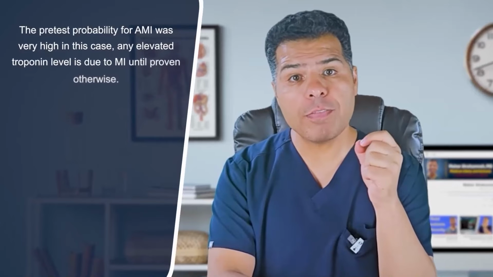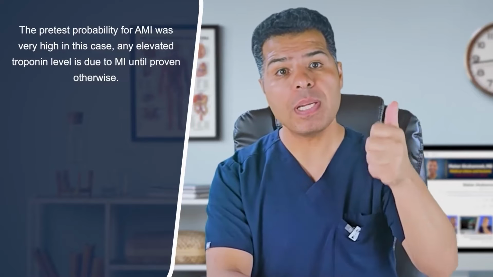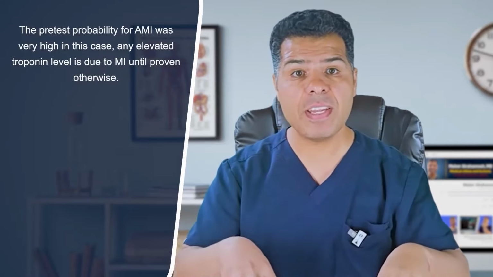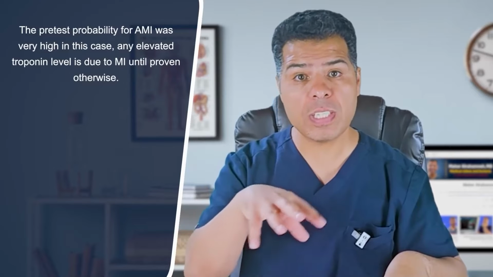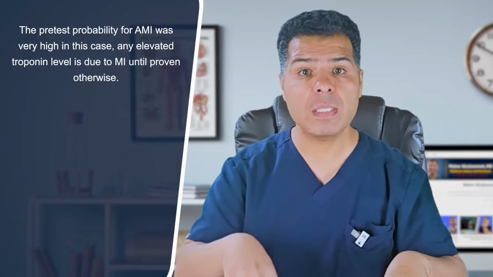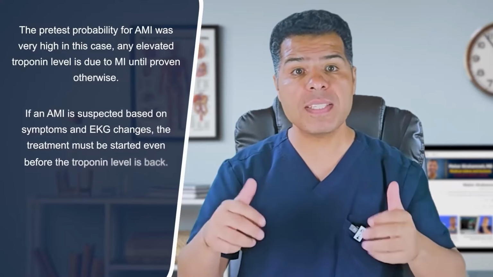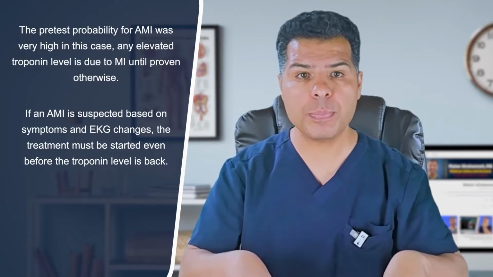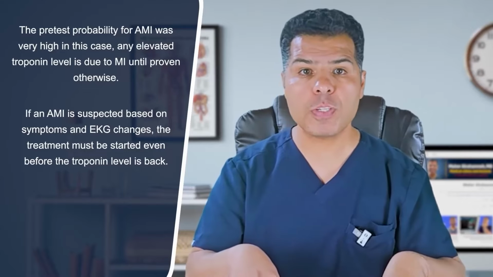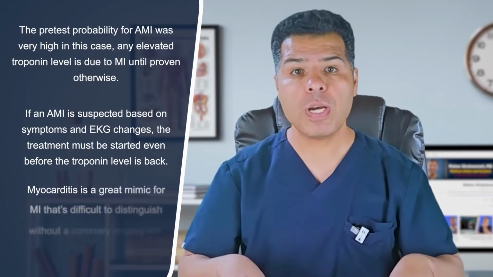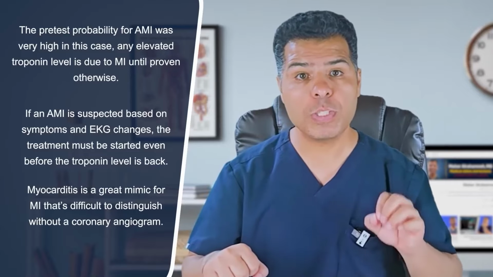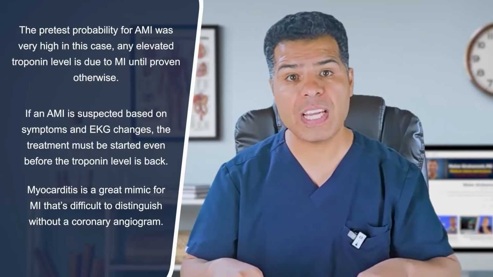The lessons we learned from this case: the pretest probability for acute MI was very high in this case, and any elevated troponin level in such a case is due to MI until proven otherwise. If an acute MI is suspected based on symptoms and EKG changes, the treatment must be started even before the troponin level is back. Myocarditis is a great mimic for acute MI that's difficult to distinguish without a coronary angiogram.